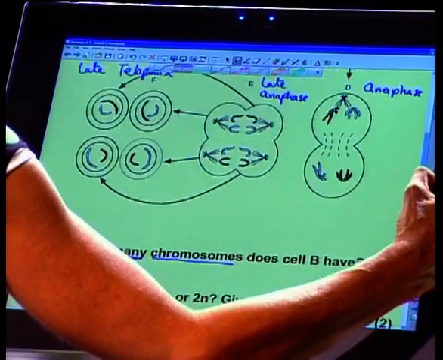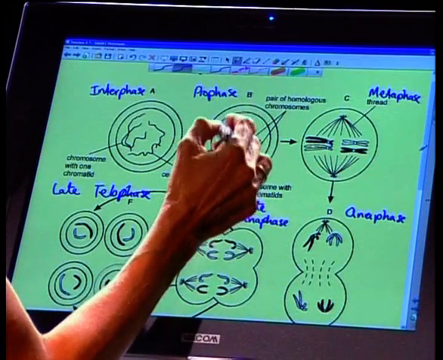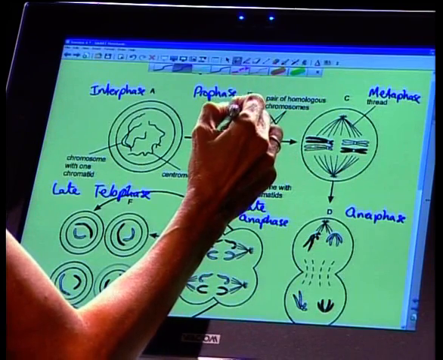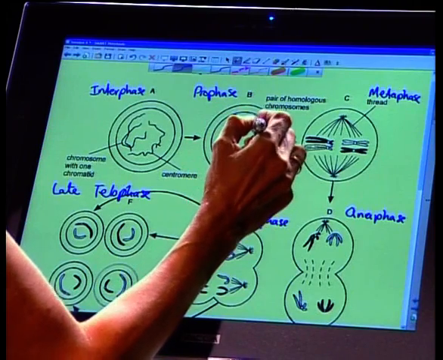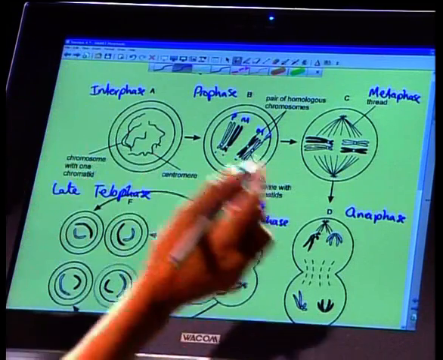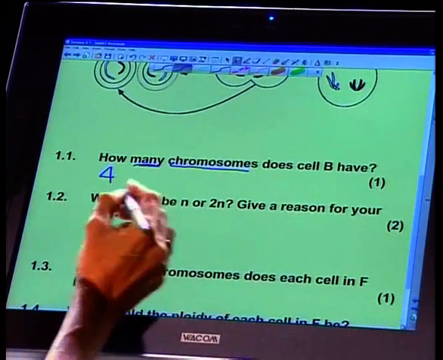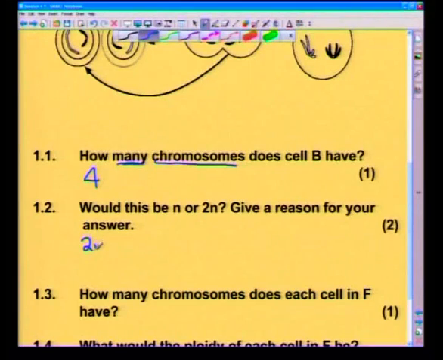So if we look up there, has it divided yet? Have these chromosomes separated? Because remember, this will be your paternal chromosome, that will be your maternal chromosome, your maternal chromosome, your paternal chromosome. So, has it separated out yet? No. Therefore, it is still in a diploid state. So, would it be haploid or diploid? It would be diploid. It would be 2N. And we can say there are 2 sets of chromosomes. Or you could say your homologous pairs.